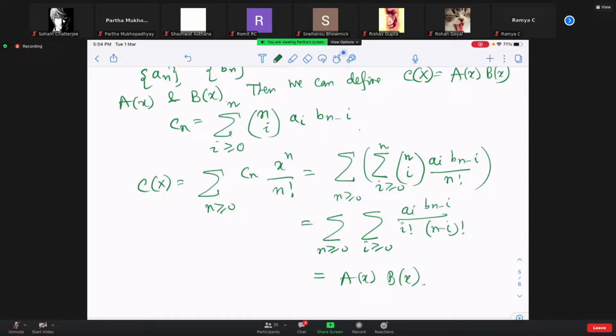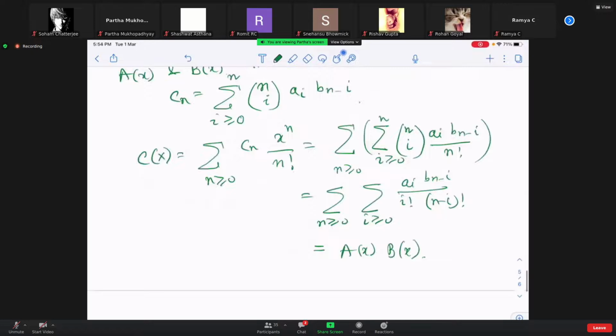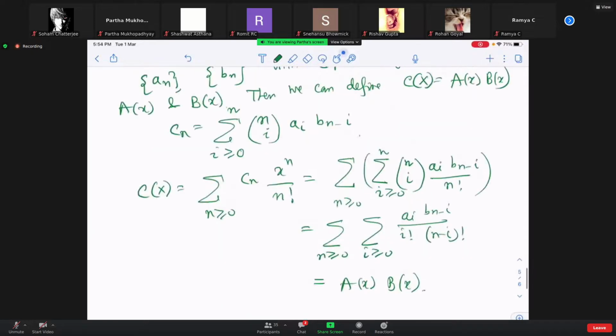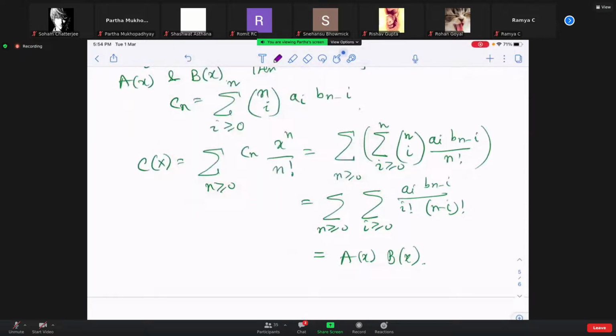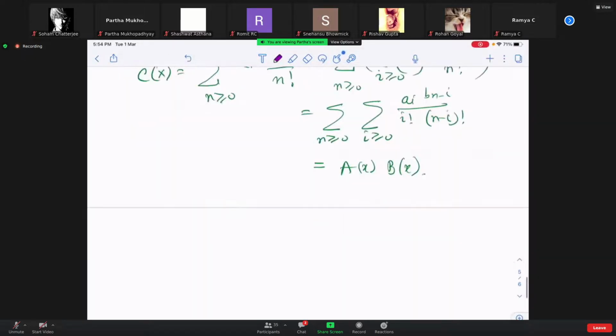Let's do one example maybe. This is an endless journey. You can keep on doing generating functions the whole semester, but you have to stop somewhere. So I'm just giving you examples and a little bit of abstraction. So let's take an example.